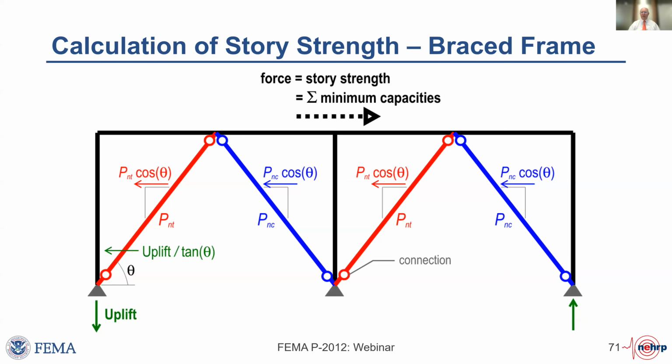A couple of examples: if we're looking at braced frames, we have a number of things that could control. It could be brace buckling in compression. It could be brace yielding in tension. It could be uplift of a foundation system. It could be yielding of a connection. Those are pretty complicated endeavors, but we can work through what is the controlling set of capacities and describe that as the story strength.